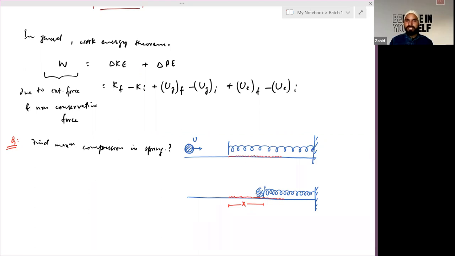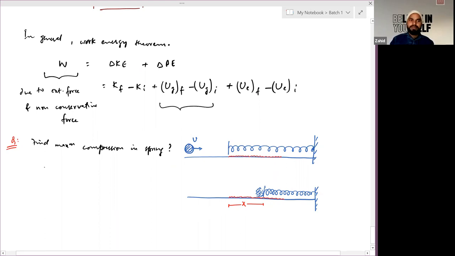Since in this path we have movement of the ball, it must have some kinetic energy change, and there is a spring also, so there will be some change in elastic potential energy. Since this whole system is on the same horizontal path, there is no change in gravitational potential energy. So we can neglect this part in this expression. Now, how to define it?